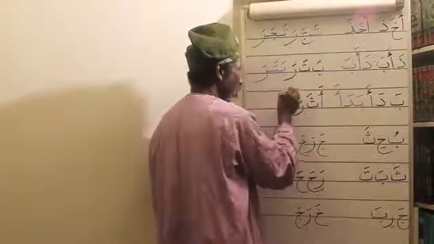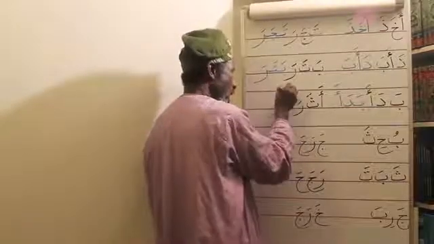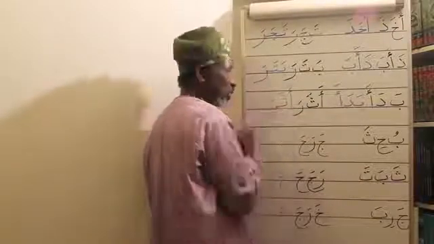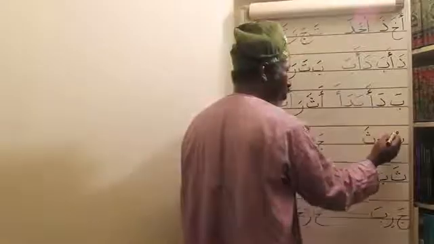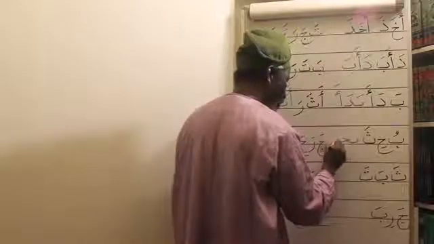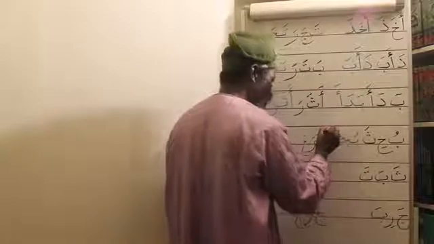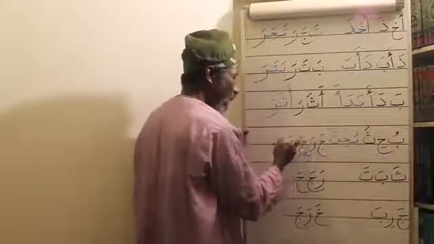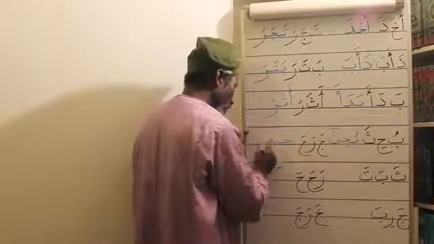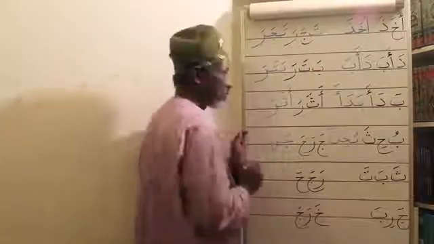Athara. A, tha, ra. Again, alif is a naughty letter, it cannot be extended to the left. Bu, he, tha. Ja, ra, ha.